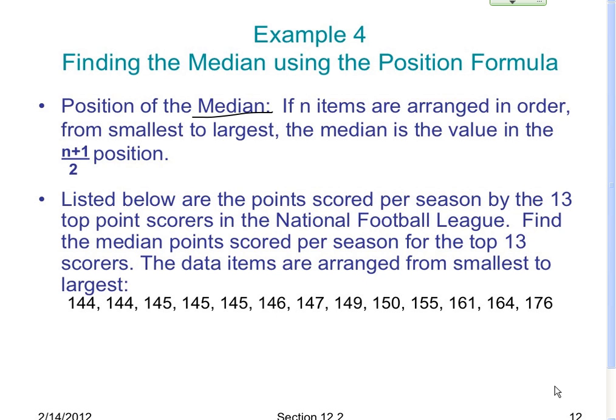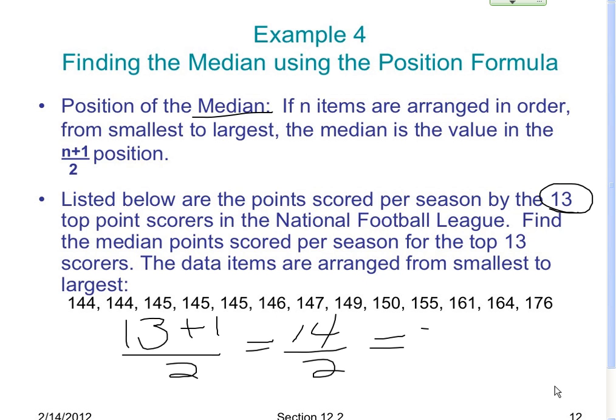Okay, so if I have 13 scores, I'm going to take 13 plus 1 and divide that by 2. 13 plus 1 is 14. Divided by 2 gives me 7. What this says is the 7th number in my list is going to be my median. So 1, 2, 3, 4, 5, 6, 7th number in the list is the median. Median is going to be 147.